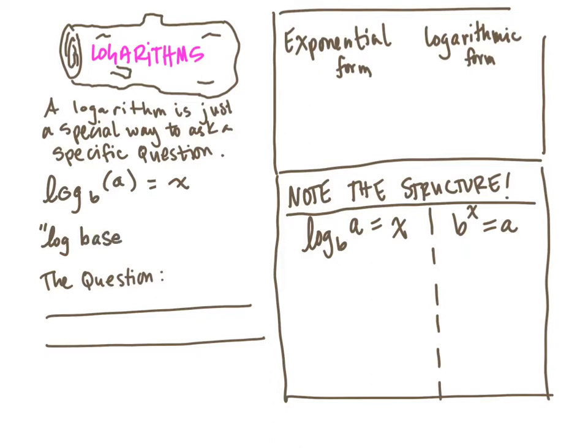Log base b of a is x. And then the other thing I'm going to do is use a highlighter today. So let me get orange and pink. Okay. So my base is going to be orange. And then my a value, my amount, is going to be pink. So I'm going to use those in the same location.